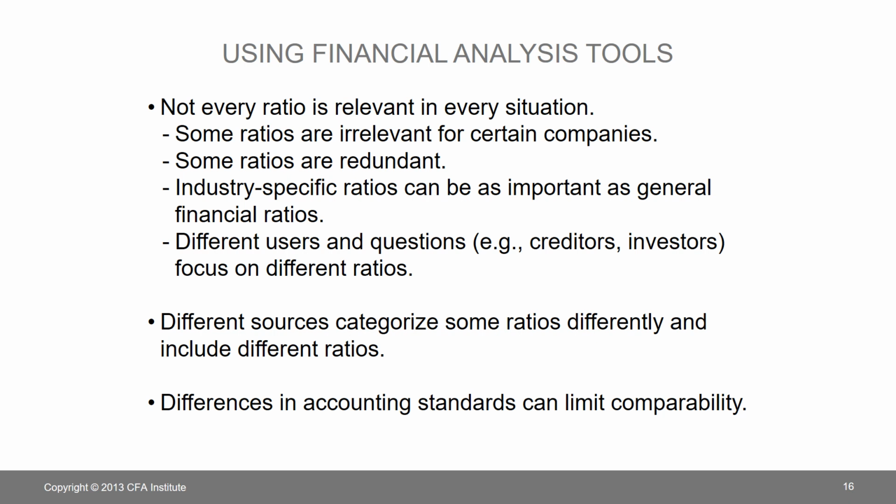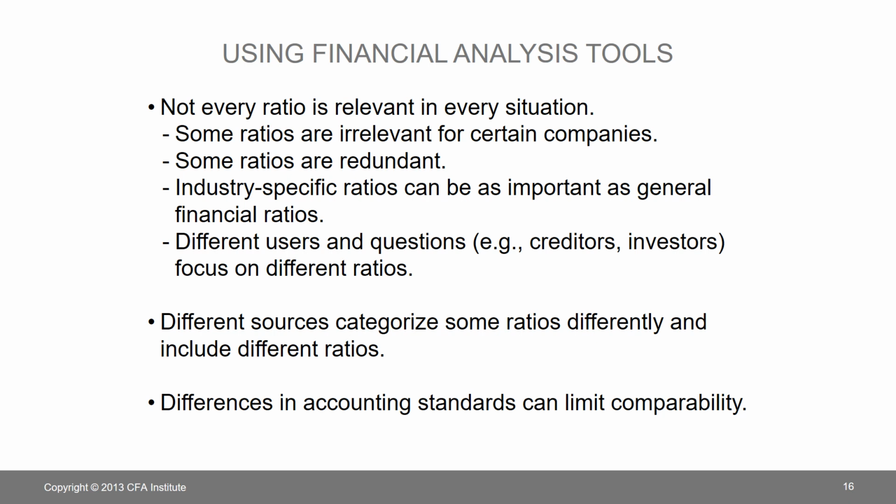Some ratios are redundant. Inventory turnover and days of inventory on hand tell you exactly the same thing, so the two ratios are mechanically related. If firm A has higher inventory turnover than firm B, it follows as a mathematical fact that firm A will have lower days of inventory on hand than firm B. So you do not need to present or discuss both ratios in this case.